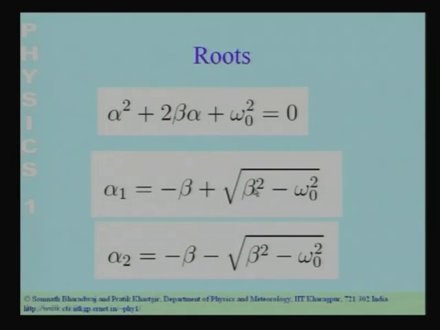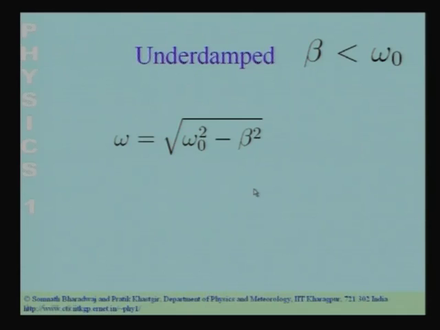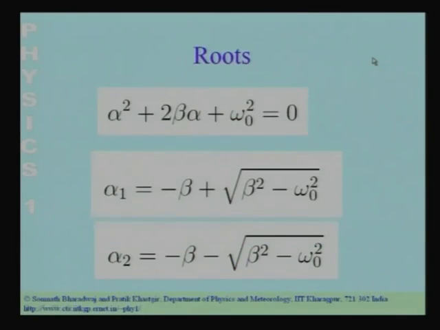We shall first take up the situation where beta is less than omega naught. This situation is referred to as underdamped. So if beta is less than omega naught, you have underdamped oscillations. Beta square minus omega naught square is negative, and the square root of this negative number is imaginary.